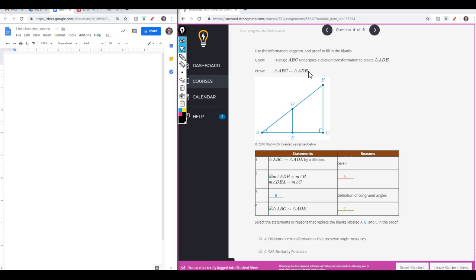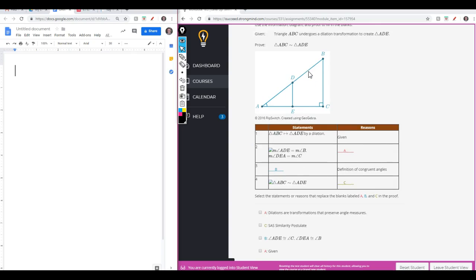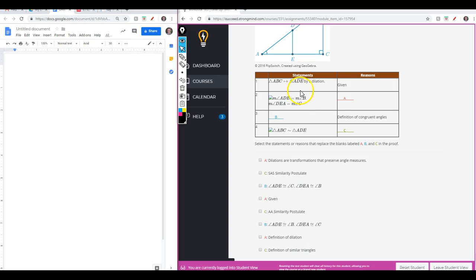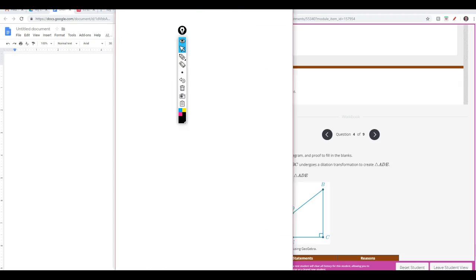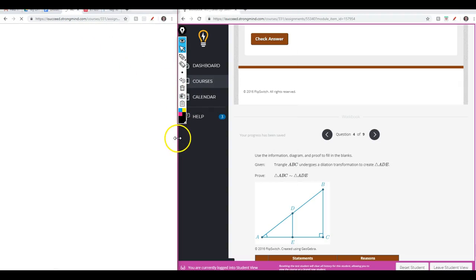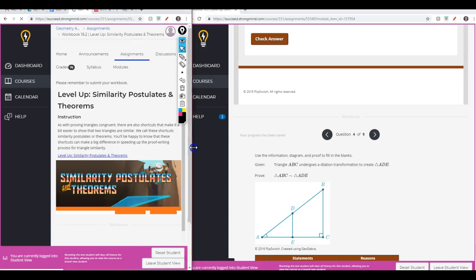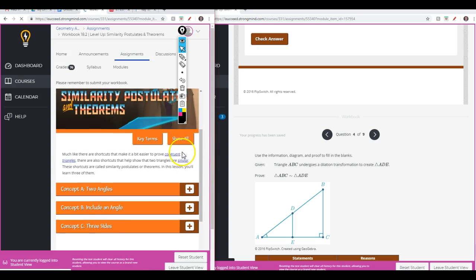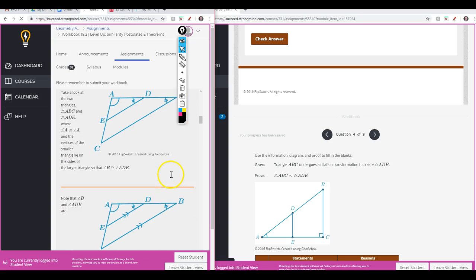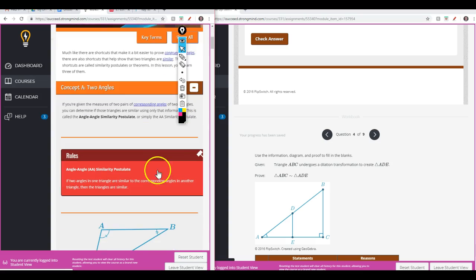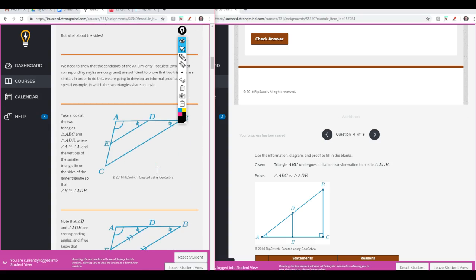One thing that you could do is pull this up and duplicate the tab and pull it over to the side and look for a similar proof. So show all. And let's see if we just have a similar diagram. This one looks pretty similar.